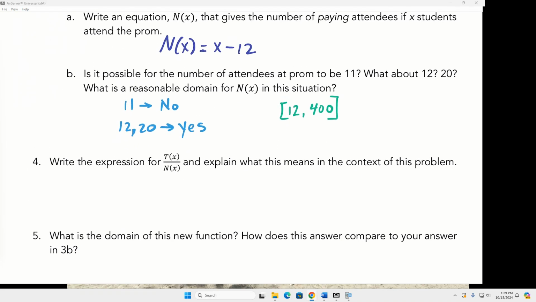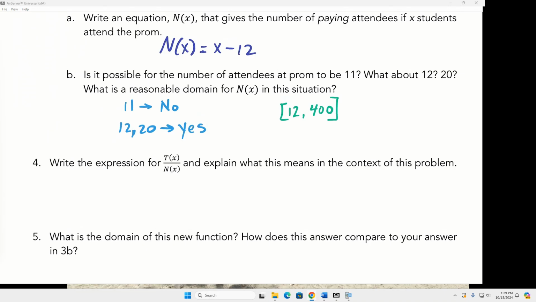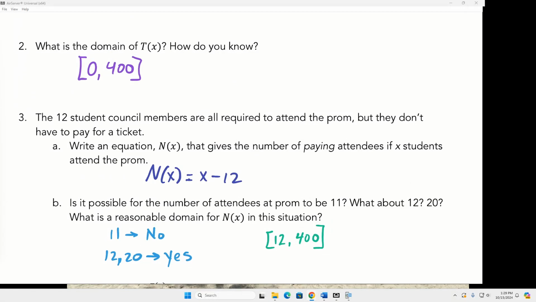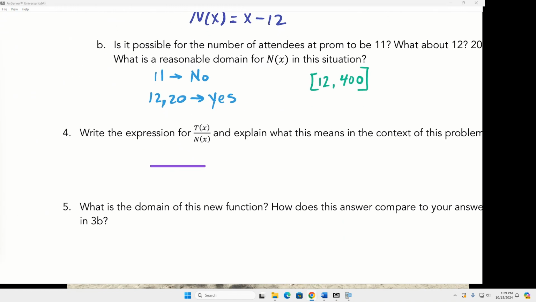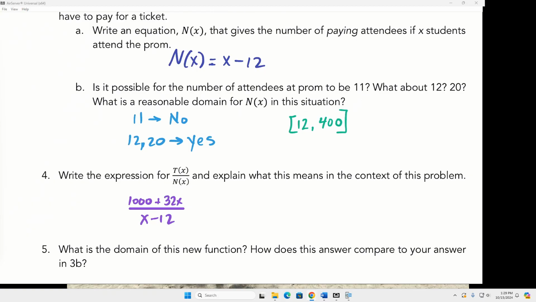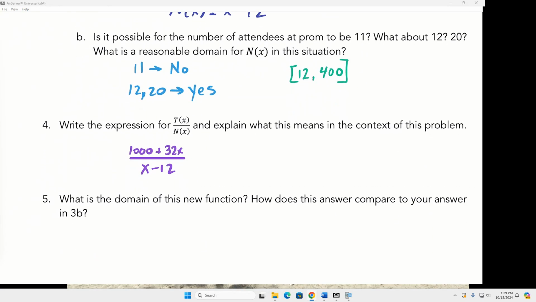Okay, and then number 4 wants us to make a new expression where we write T of x that we got, that's the total cost for x number of people, and divide that by the paying attendees. Do you guys know what this is? What that function gives you?